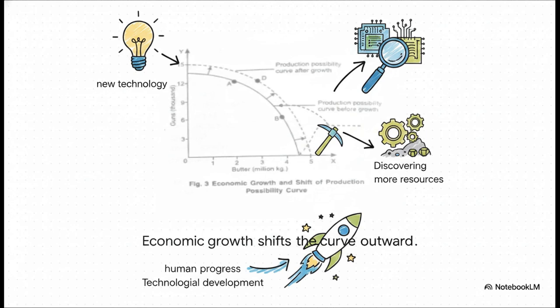Visually, when economic growth happens, that entire production possibility curve shifts outward. Think about what that really means. Points that were entirely unattainable before, combinations of goods that society literally did not have the resources or tech to build, suddenly become attainable. The economy hasn't just shuffled things around on the existing curve, it has built a brand new, bigger curve. That outward shift is the ultimate representation of human progress and technological development.